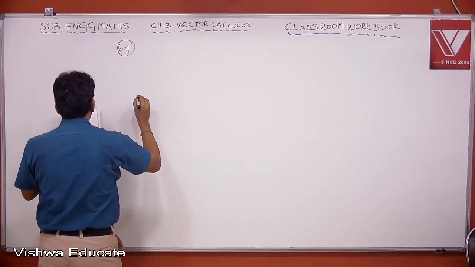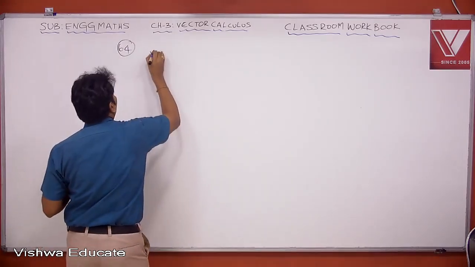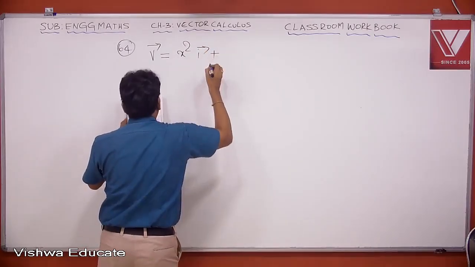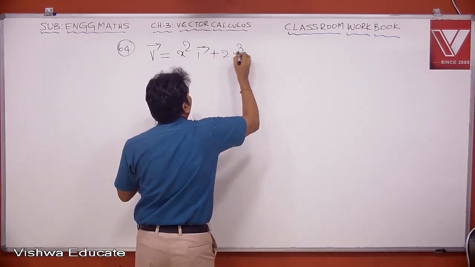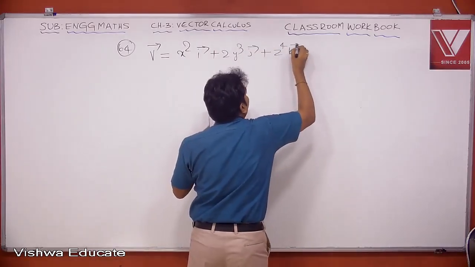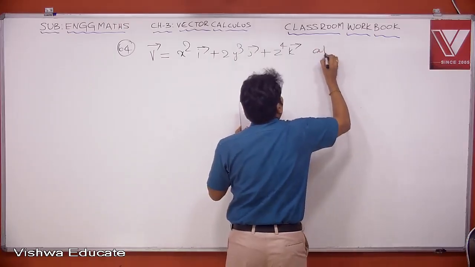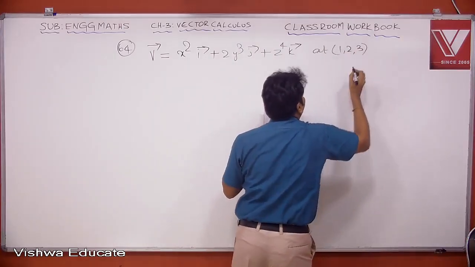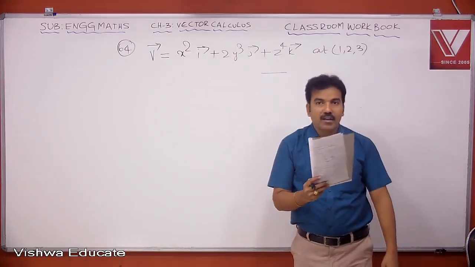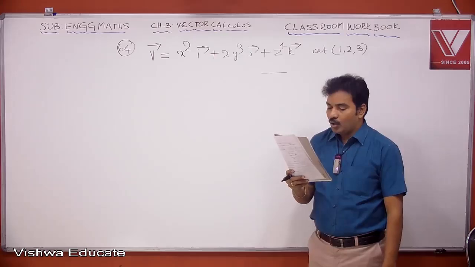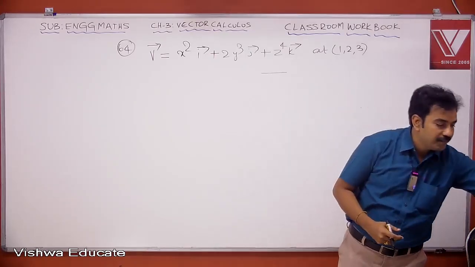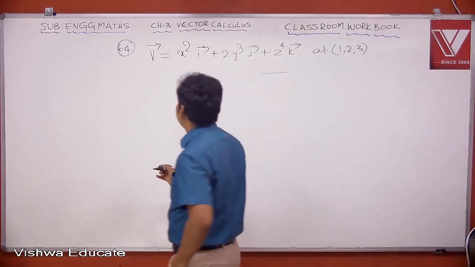Question number 64. The divergence of the vector field V bar equal to x square i bar plus 2y cube j bar plus z power 4 k bar at the point 1, 2, 3 is blank. It's a numerical question. So let us find its divergence.